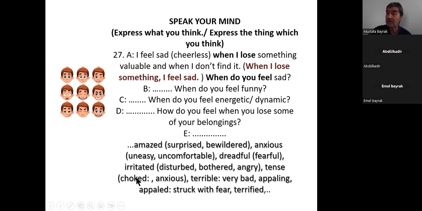We can feel, it is possible for us, okay? We can feel disturbed, bothered, angry. We can feel tense. We can feel choked. We can feel anxious. We can feel terrible. We can feel very bad. We can feel appalling. We can feel appalled. Appalling, if somebody or something is appalling, okay, active, so we feel appalled.